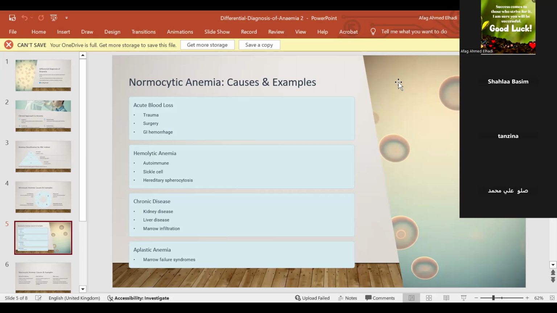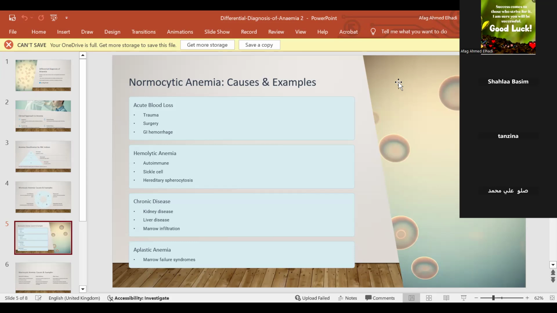Let's move to the normocytic anemia. So the causes are acute blood loss, which could be due to trauma, surgery, or GIT hemorrhage, or it could be due to hemolytic anemia, such as autoimmune disease, sickle cell anemia, and hereditary spherocytosis, and chronic disease such as kidney disease, liver disease, bone marrow infiltrations, and aplastic anemia.